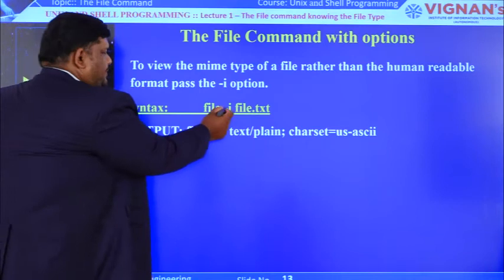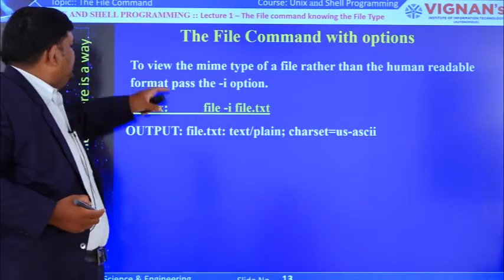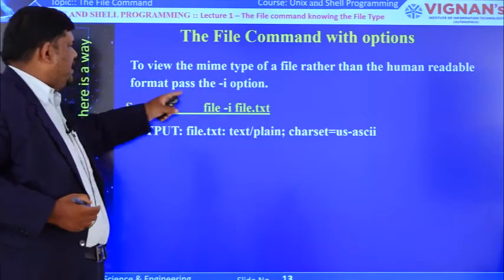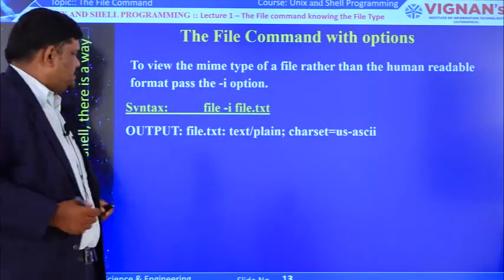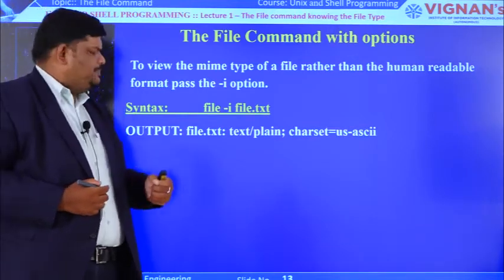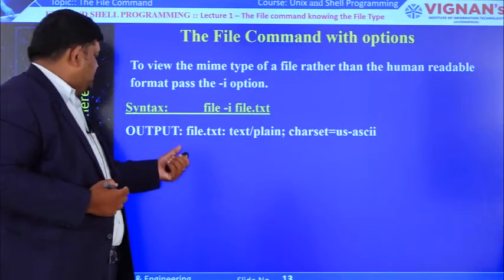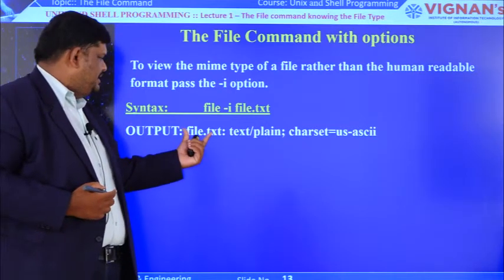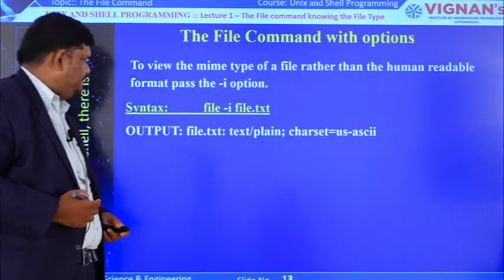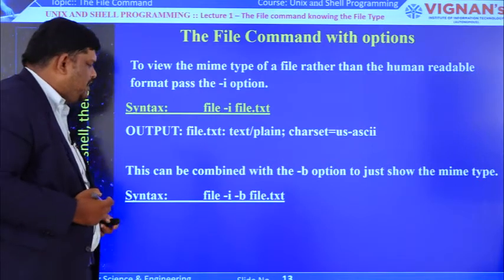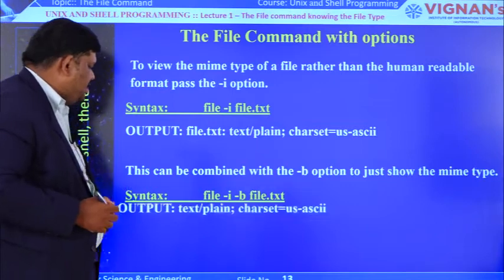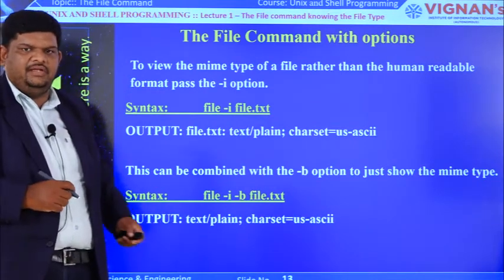That means without option I, we have to give. So here, to view the MIME type of a file rather than the human readable format, we have to pass the option I. So here the syntax is file command space option I space file name. For example, the output is file.txt and in the form of character set, the output will display. Here also, if you give the option B along with the option I, straight away it will give only the MIME format without any file name.